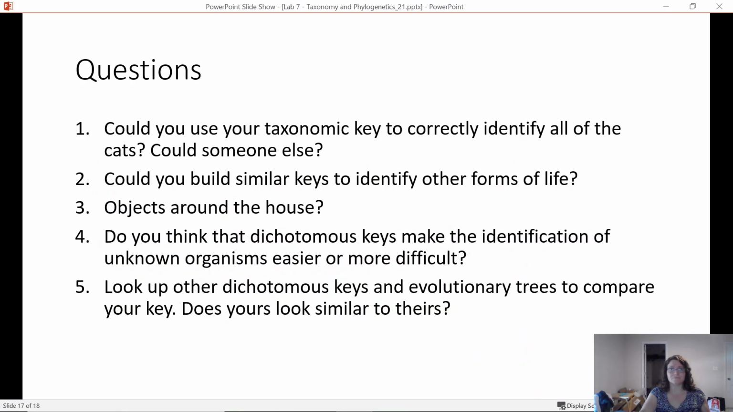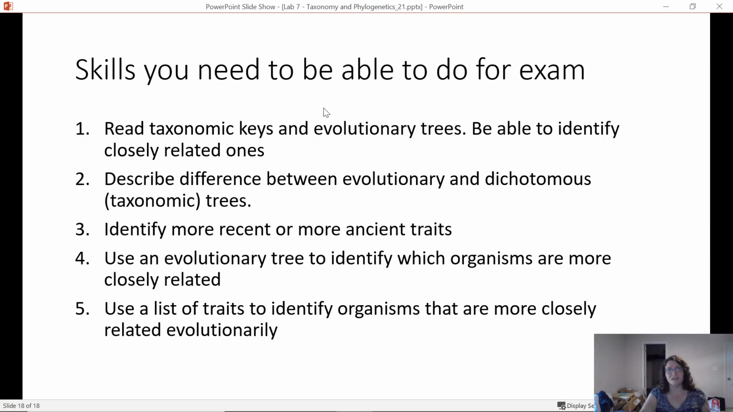All right. And then that's about it. These are the questions from there. Make sure you are able to answer: What is the difference between an evolutionary tree and a taxonomic tree? One of the questions that's on the worksheet. Skills you need to be able to do for quizzes and exams.